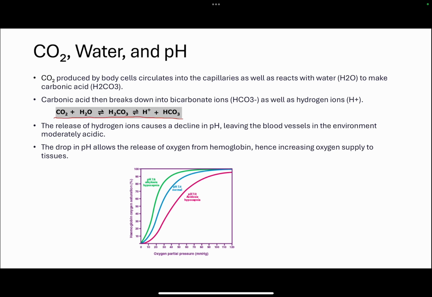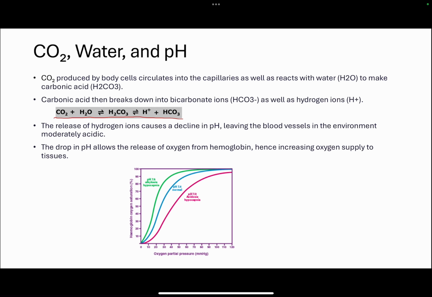The release of these hydrogen ions causes a decline in pH, which leaves the blood vessels in the environment moderately acidic. The drop in pH allows the release of oxygen from hemoglobin, hence increasing oxygen supply to the tissues.